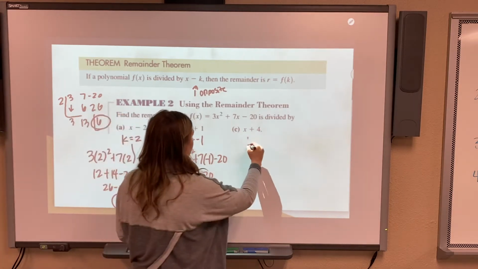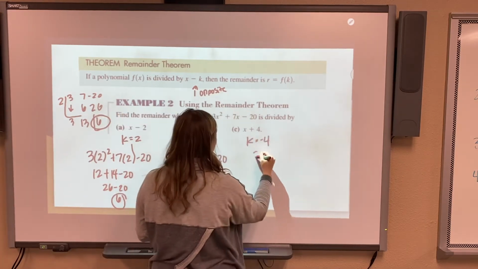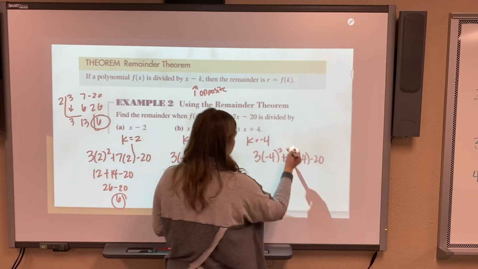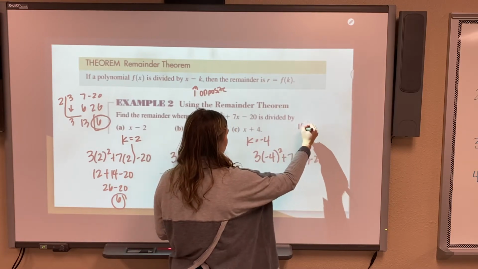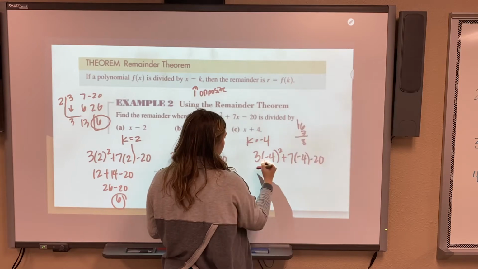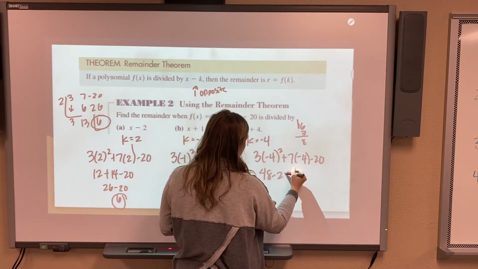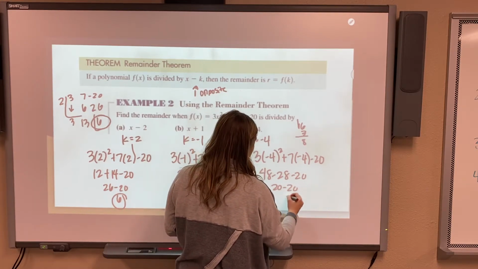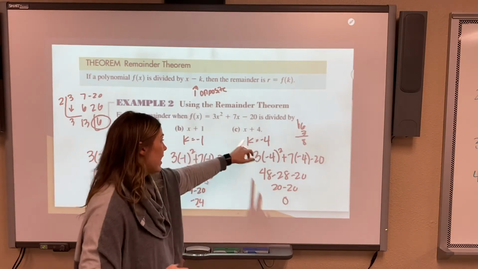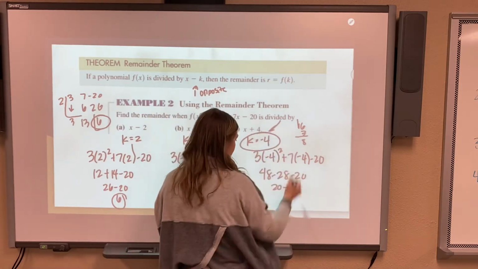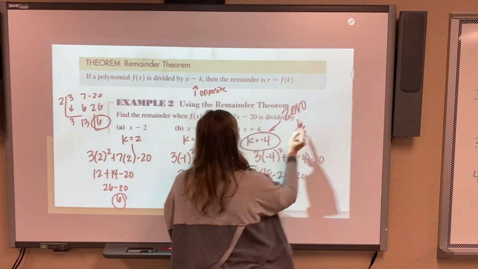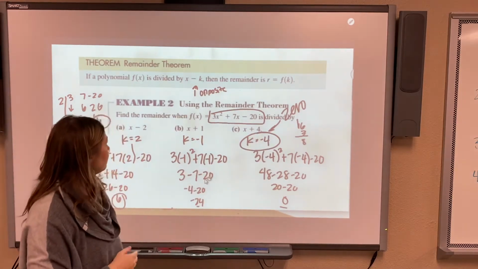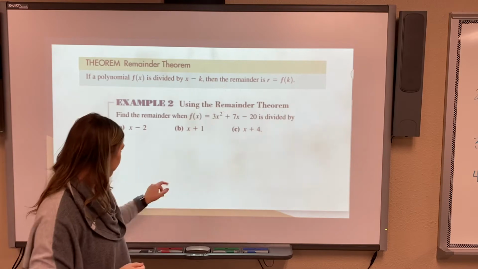Okay. Here, our k is negative 4, so we plug in a negative 4. So 3 times negative 4 squared plus 7 times negative 4 minus 20. So negative 4 squared is 16. 16 times 3 is 48. And then minus 28 minus 20. So 48 minus 28 is 20. Minus 20 is 0. Okay, so that tells me that because we have a remainder of 0, negative 4 is a zero. So if we graph this, that would be an x-intercept. That would be a zero of our function. Okay? And these two would not be.